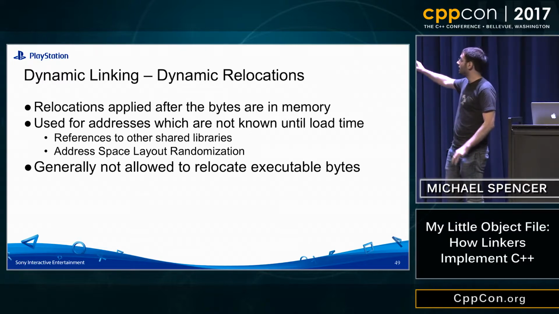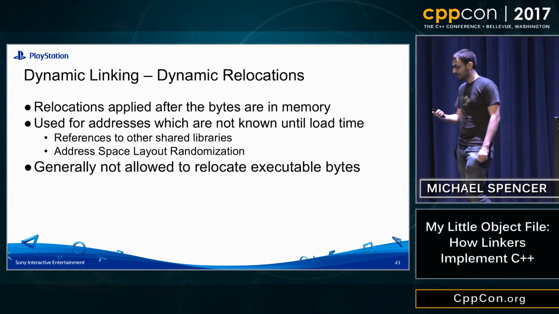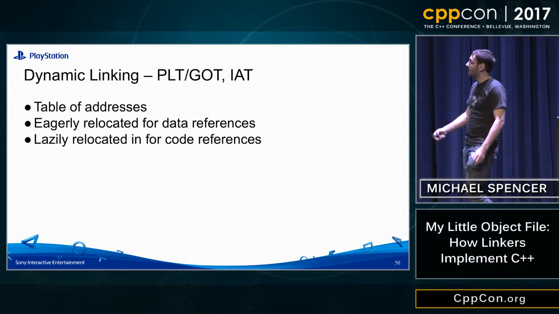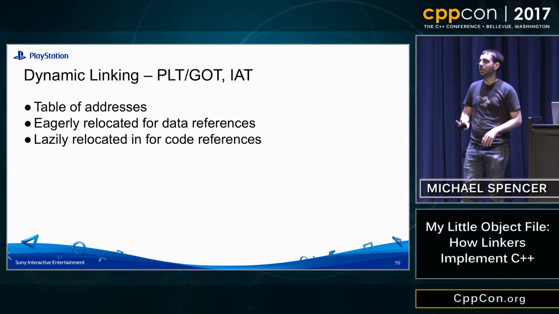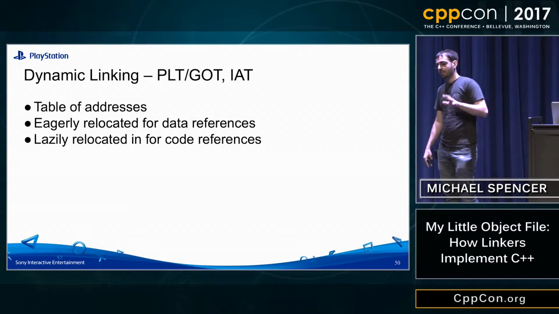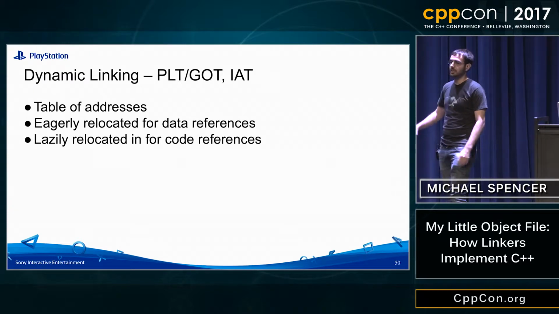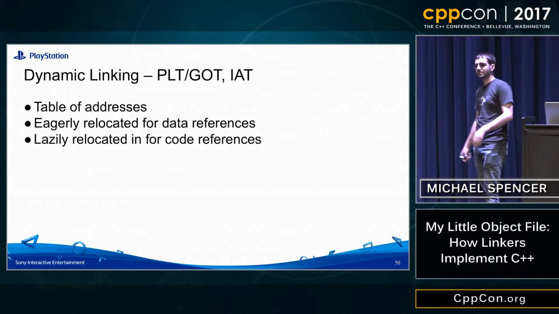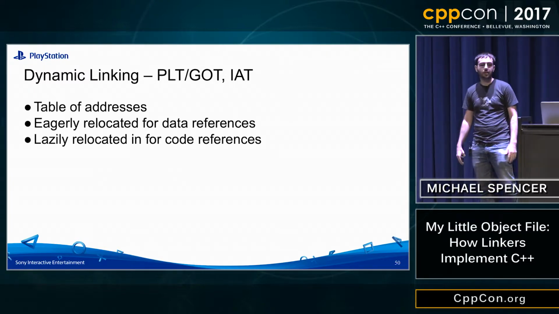Now, since you're not allowed to relocate these executable bytes, you need some way to get around that. The way that works is the PLT GOT, the procedure linkage table and global offset table on ELF systems and Mach-O, and the import address table on Windows. And all this is, it's just a table of addresses. So it's basically a function pointer array, or a pointer array.